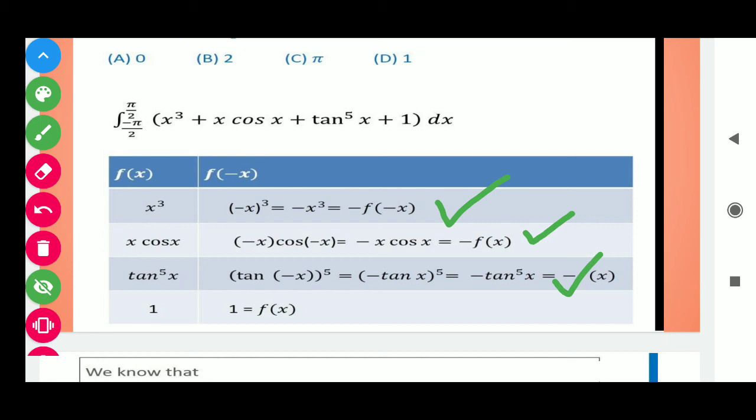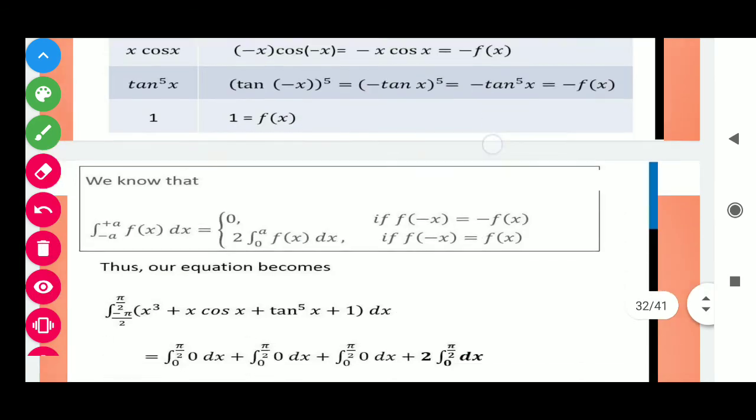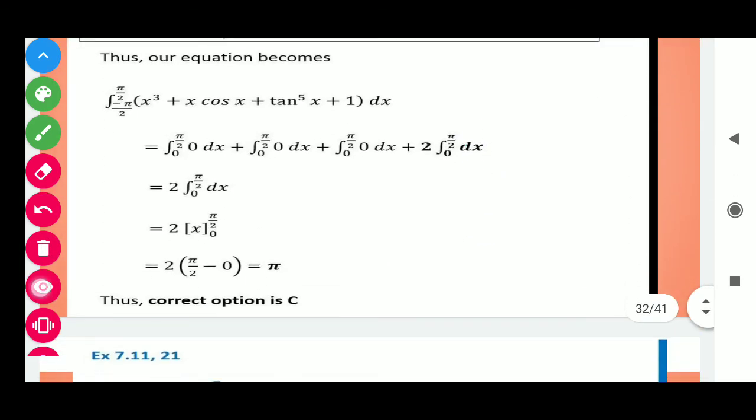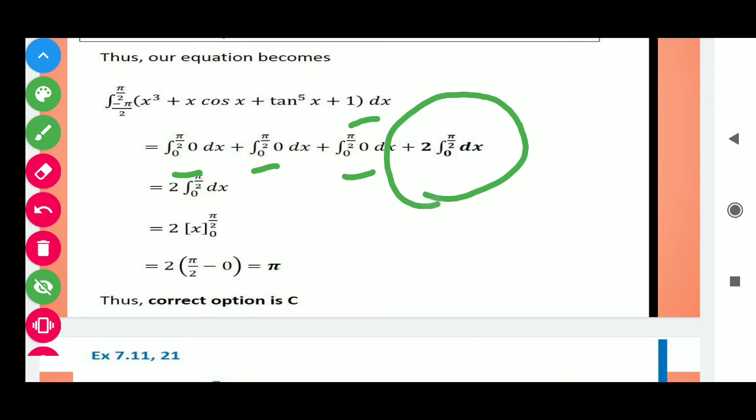Okay, and we are left with only one integrand, that is 1. So we have to do integration of only 1 because all the other terms vanish. So here we will use the property. First write the limit 0 to 90 degree and multiply with 2. Integration of 1 is x, then write the upper limit minus lower limit. In this way we get the result pi. So students, in this way option C is correct, pi.